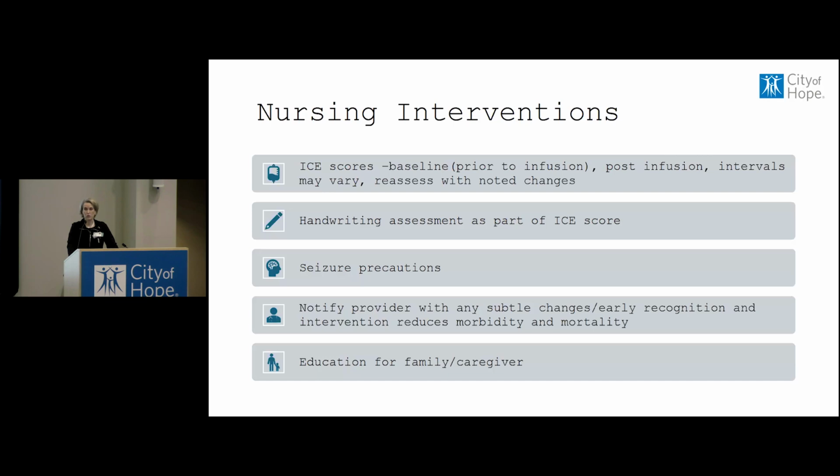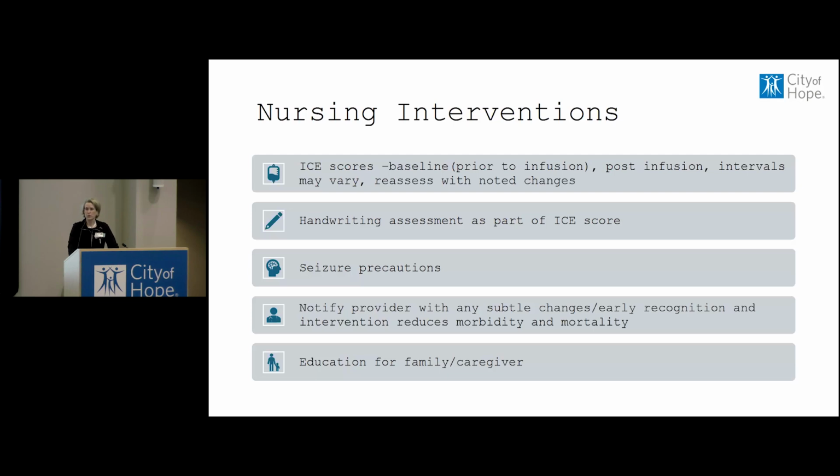Other institutions choose not to implement seizure prophylaxis until the patient exhibits signs and symptoms of ICANS. So there's some variability there. Very important to notify a provider with any subtle changes. Early recognition and intervention does reduce morbidity or mortality in this patient population when it comes to exhibiting ICANS symptoms. And then educating families and caregivers.